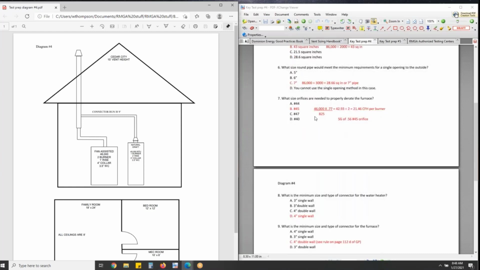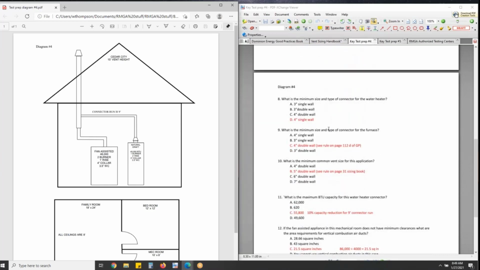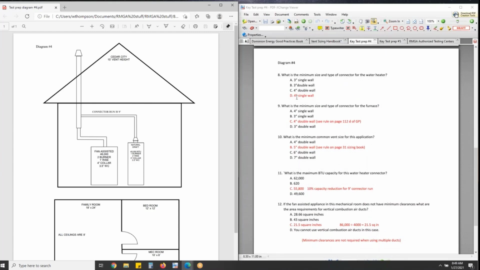Okay. What size orifices are needed to derate the furnace? We should have come up with number 45 orifices on that one. Again, our formula and specific gravity. This is where I see guys always make the mistake: they're on the wrong SG table. So they're doing this off the 0.60 or the 0.63 or whatever table. Make sure you're on the right table. All right. Number 8, we should come up with 4-inch single wall.